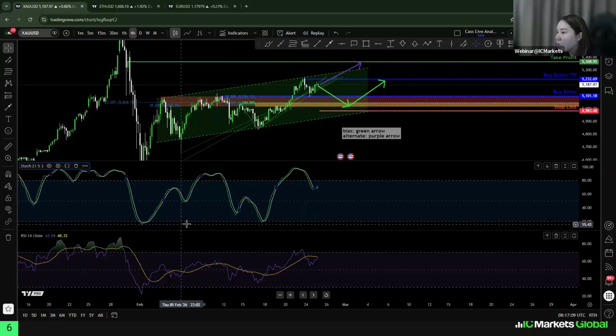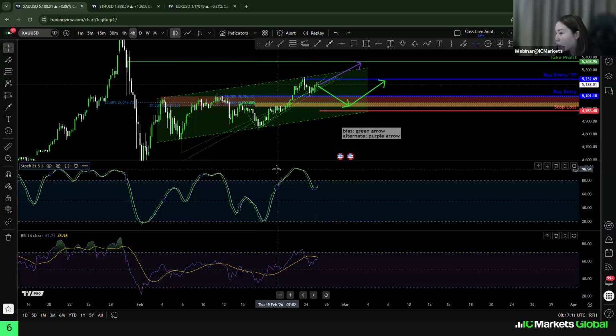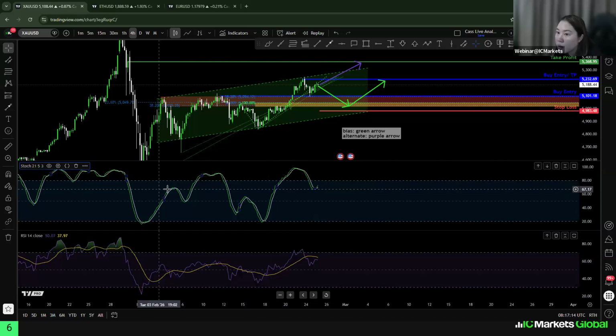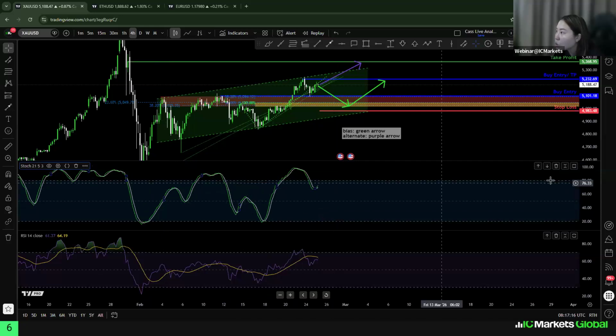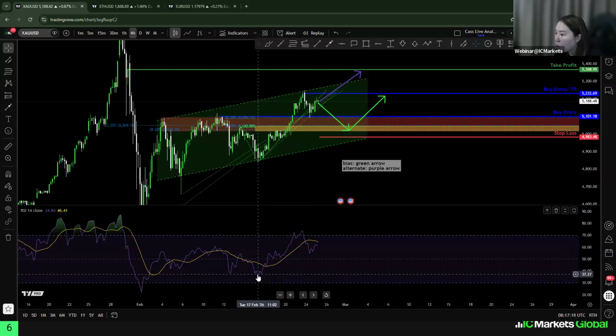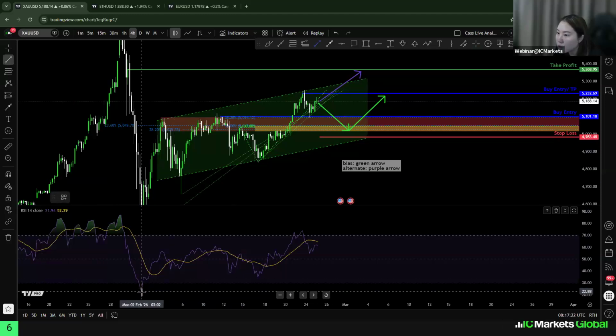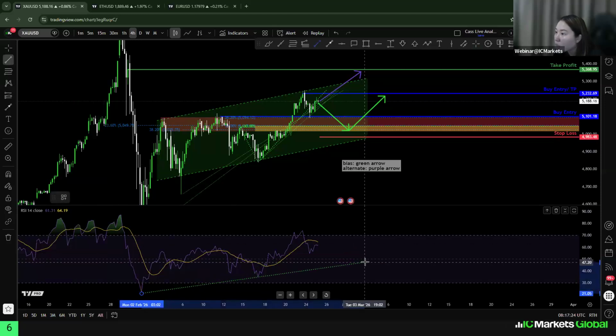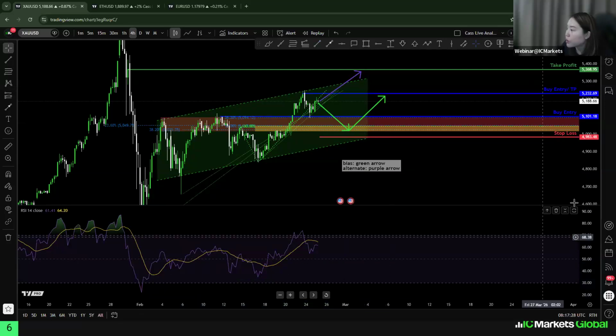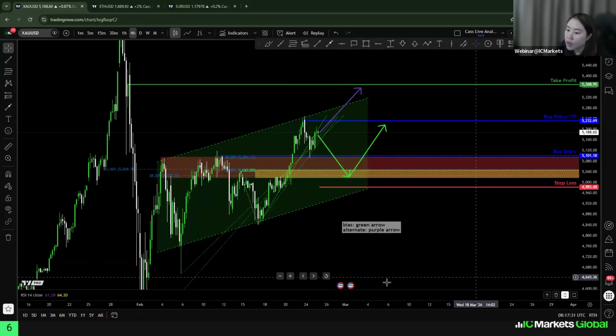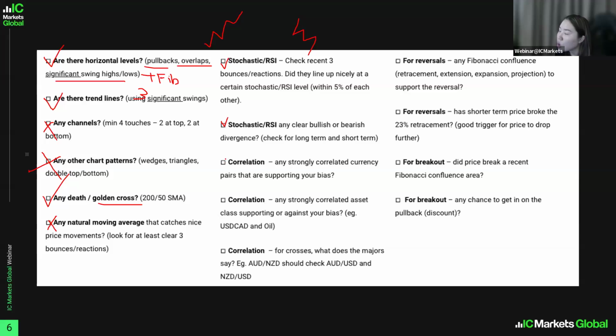I don't see any divergence on stochastic. So far so good. Pretty happy with that. Don't see divergence on RSI. In fact, it is nicely supporting the bias. Is there anything else we have not used? Correlation. There's no need for correlations for gold because they don't really have any correlations to gold unless you're doing it on silver or whatever it is.